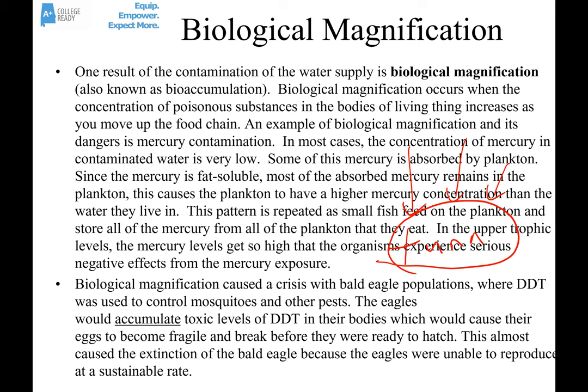Ultimately, what ended up happening is that the bald eagle, which was at the top of the food chain, accumulated a very high level of DDT in its tissues. The effect that had on the bald eagles was it didn't necessarily kill them, but it caused the shells of their eggs to be very fragile. Those eggs ended up breaking before the baby was ready to hatch. It caused them not to be able to reproduce at a normal rate, and it almost caused the extinction of the bald eagle. Ultimately, DDT was banned around the 60s, I think, and the bald eagle populations are coming back. We can even find bald eagle populations in our area here in Huntsville, Alabama.